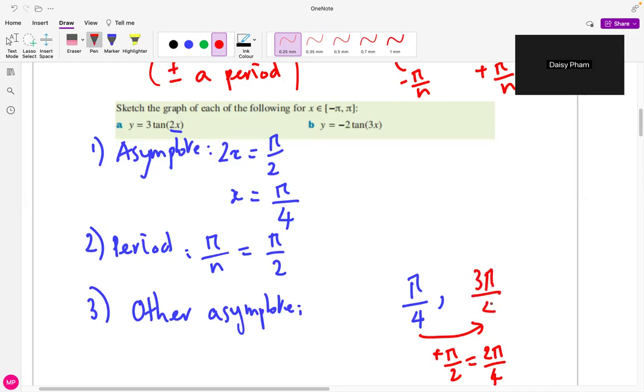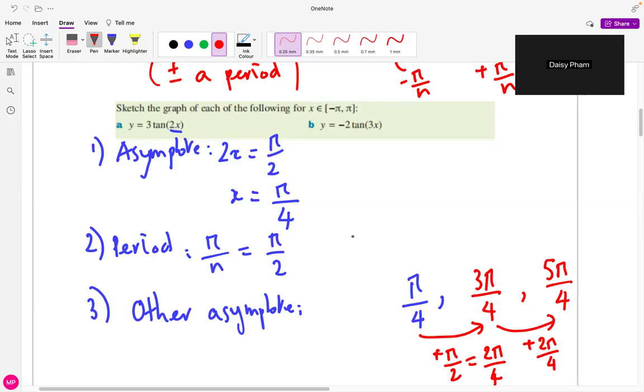That will be your next asymptote. And then you do the same thing. If you keep adding another 2π/4, if you keep adding the period, you get 5π/4, and so on. So you can see the pattern here: π/4, 3π/4, 5π/4. Now I look at my domain.